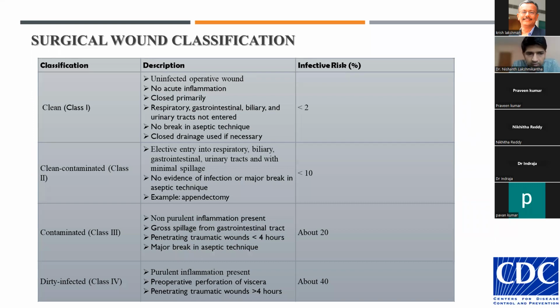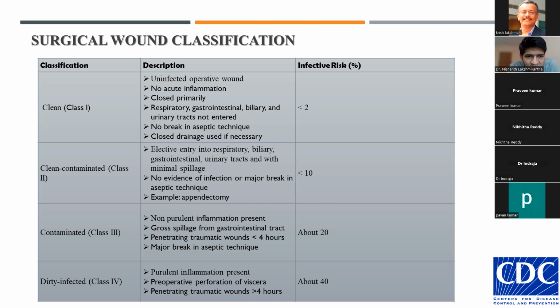Before going to the infection, let's see about the surgical wound classification. It is classified into 4 types. Clean, which is class 1, is an uninfected wound which has no inflammation and is closed primarily. In this type of surgery, the respiratory, gastrointestinal and urinary tracts are not entered. So there is no breakage in aseptic technique, and the infective risk is very low, less than 2%.